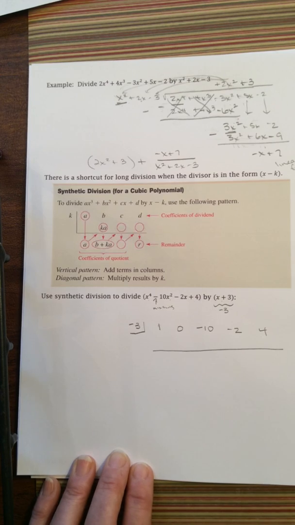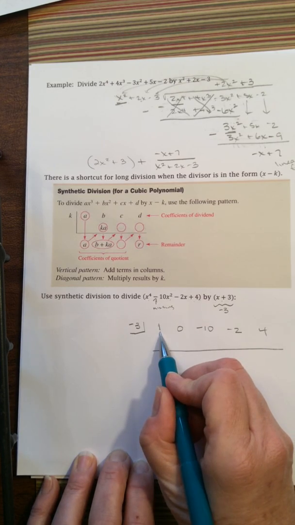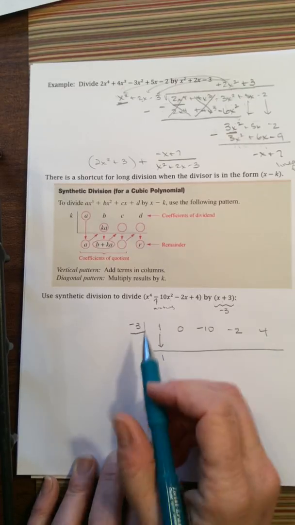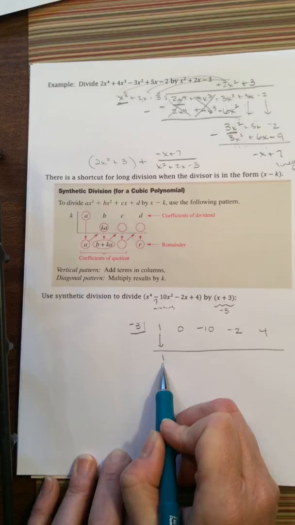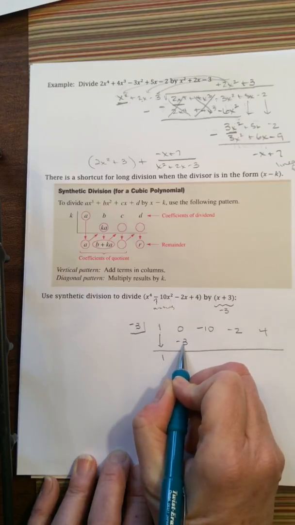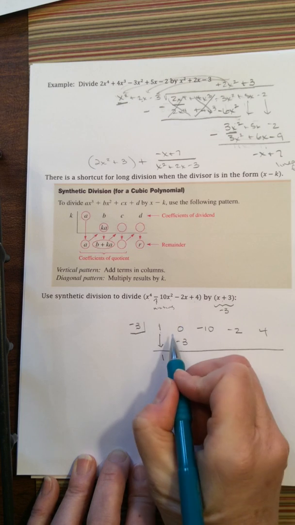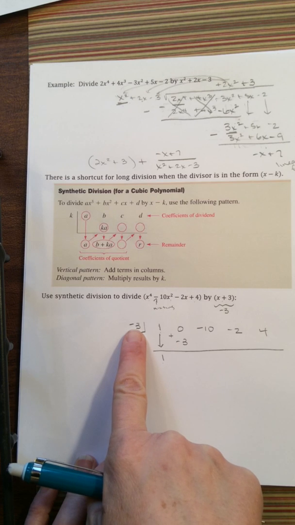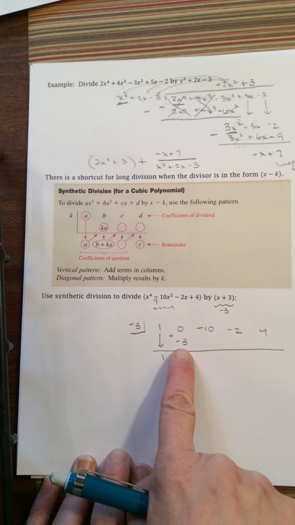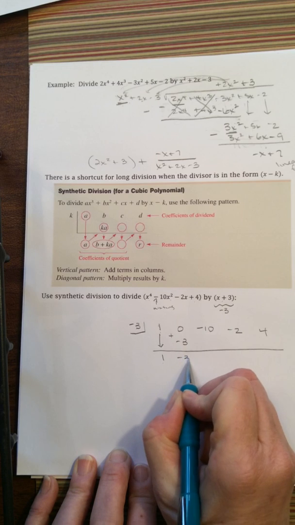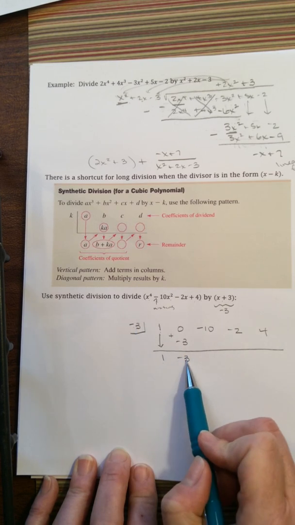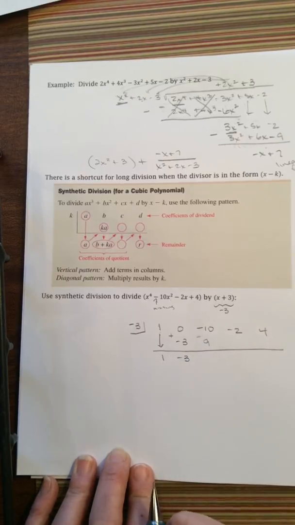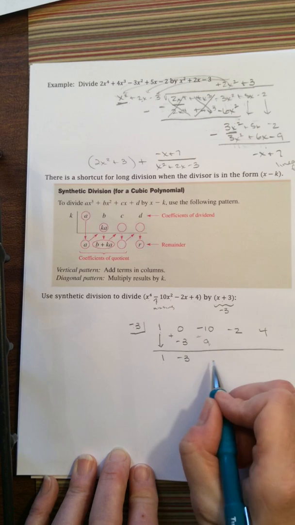Then the strategy is I'm going to bring down whatever this first coefficient is. I'm just going to bring it right down and put it here. I'm going to take the -3 times the 1 and put the answer here. And this is where the addition comes in. Instead of subtracting, I'm going to be adding, because I made that a -3, I can say plus -3 instead of minus 3. And that's going to give me -3. -3 times -3 goes here. And again, add. So -10 plus 9 is -1.